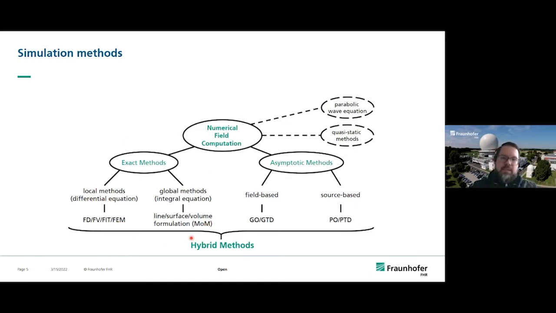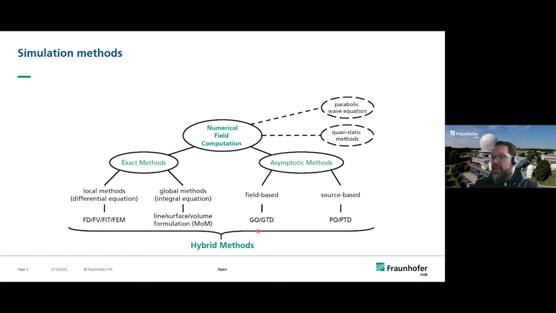The problem with these methods is, since they are exact, they only work for objects which are a few wavelengths tall, and at 77 gigahertz we have a wavelength of 4 millimeters. So solving something with exact methods takes a huge, unrealistic amount of time. So we have to go for asymptotic methods, which are either field-based or source-based. These are a geometrical optics solver or a physical optics solver, and these are much more performant for large-scale problems. So we can go for these methods if we want to tackle the problems in autonomous driving.